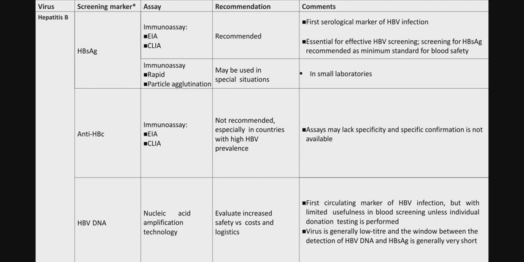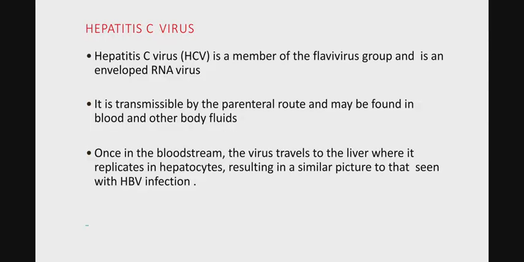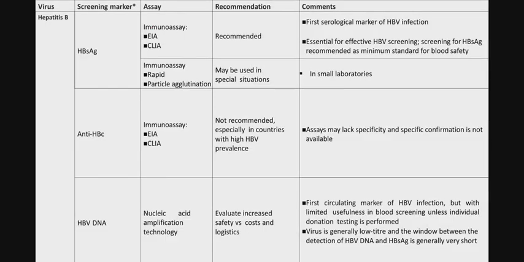The most sensitive test is the HBV DNA. Nucleic acid amplification technology is used. Again, it's very costly. As for its points, it is the first circulating marker of HBV infection, but it is of limited usefulness in blood screening unless individual donation testing is performed. The virus is generally low titer and the window period between the detection of HBV DNA and HBsAg is generally very short. So HBsAg, the antigen test, is the most recommended test.